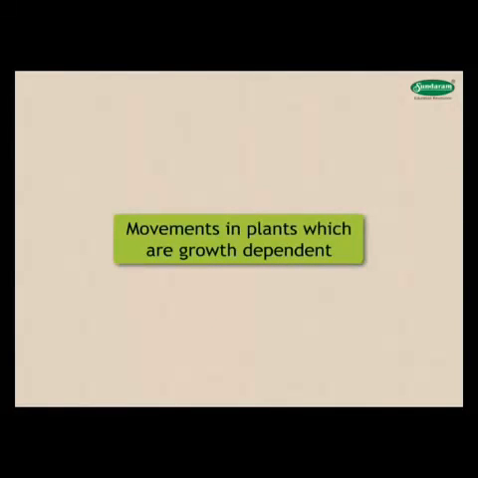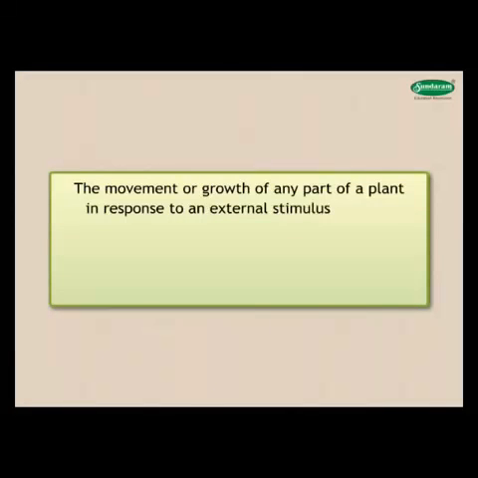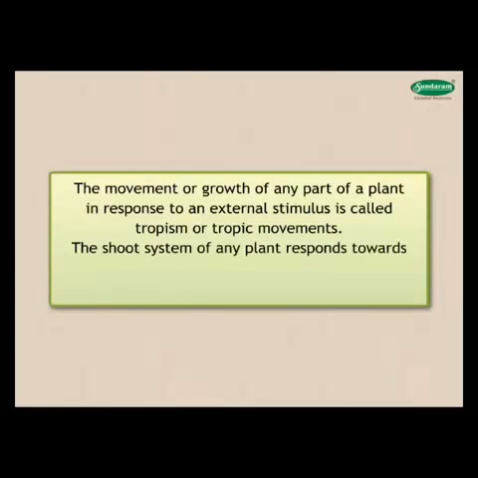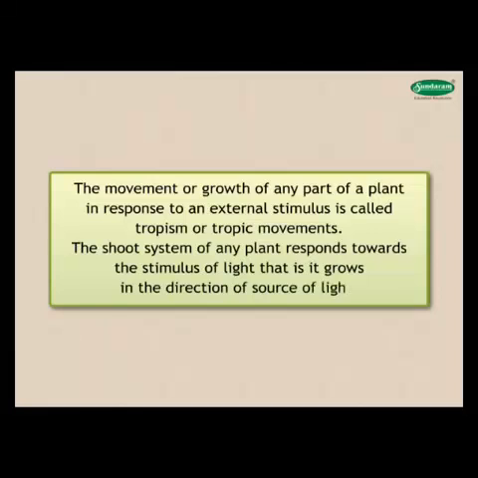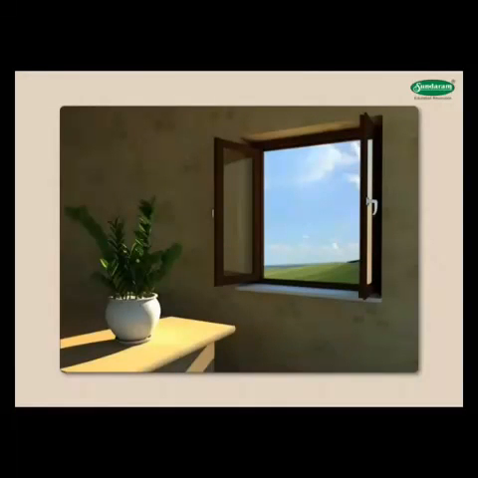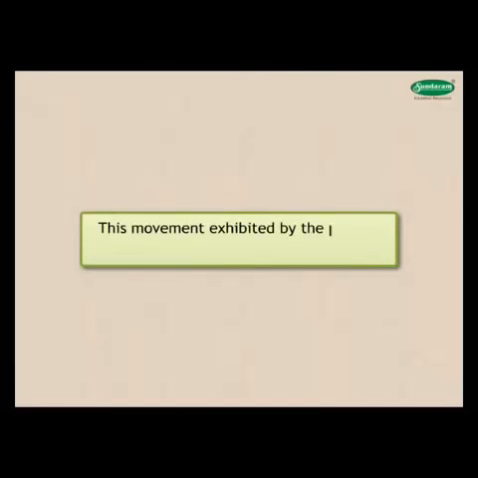Movements in plants which are growth dependent. The movement or growth of any part of a plant in response to an external stimulus is called tropism or tropic movements. The shoot system of any plant responds towards the stimulus of light, that is, it grows in the direction of the source of light. When a potted plant is kept near the window in a room, you would observe that the stem bends slightly towards the window. This movement exhibited by the plant is called phototropic movement.